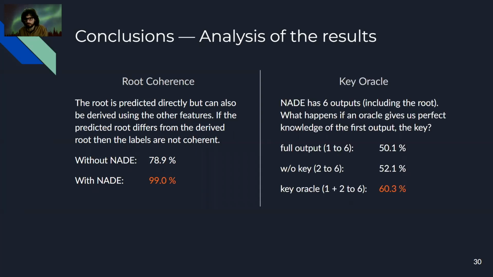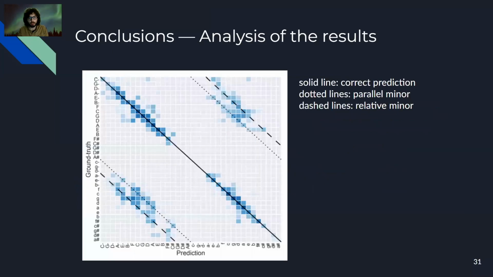The other thing I wanted to discuss is the key oracle. Basically, if at prediction time we are able to tell the model what is the real correct key of the piece that we are trying to analyze, which is information that is not super hard to obtain, then the quality of the harmonic analysis increases much more than we would expect with a model that doesn't have the NADE. Once again, NADE is a great architecture, so I encourage you to explore it.